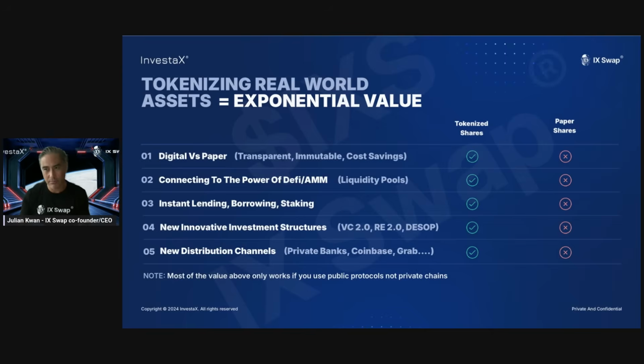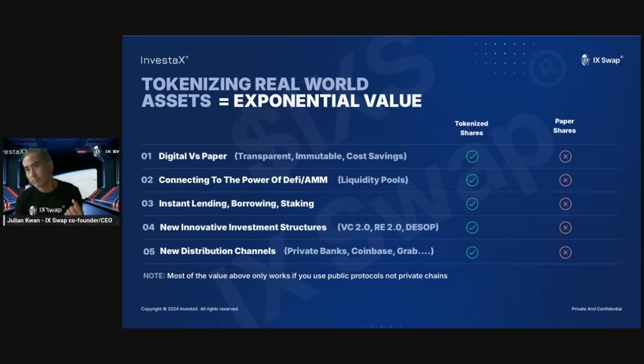I'm giving extreme examples, but actually it's factual. So the power of DeFi, the power of AMM, and that's all just beginning, right? We're on V2 for IXSwap now, and no one else even has a V1, but it's just going to explode. Now, the third one is lending, borrowing, staking real world asset VC tokens. That's never been possible before.